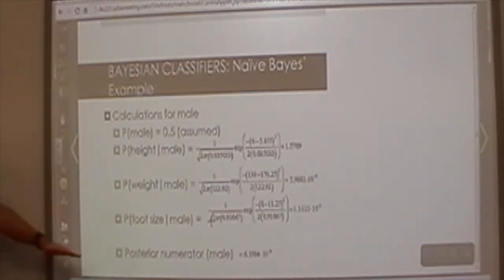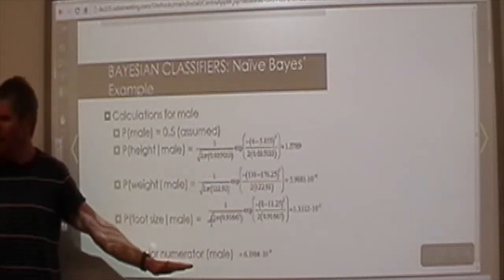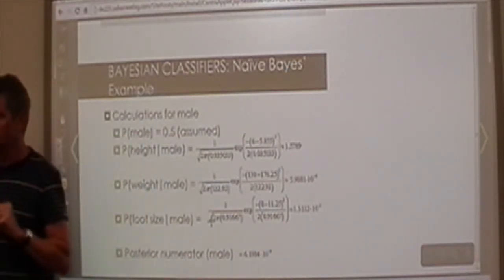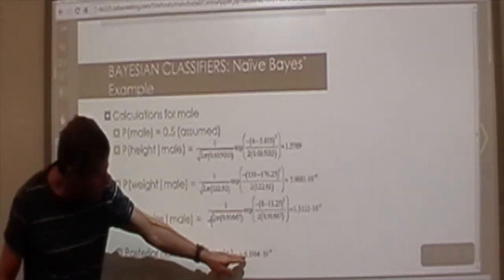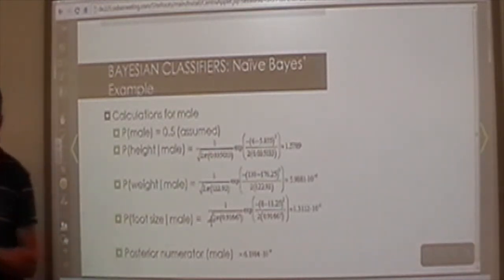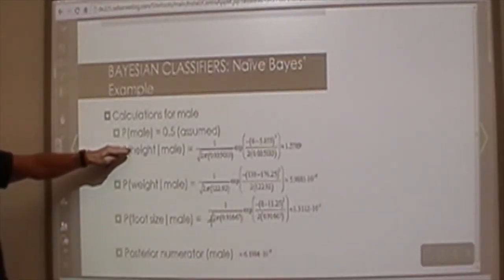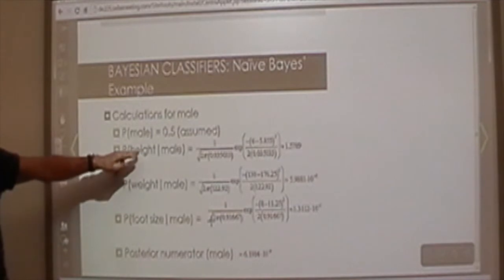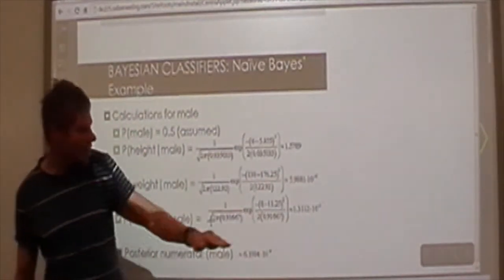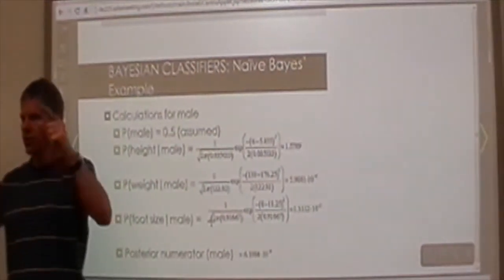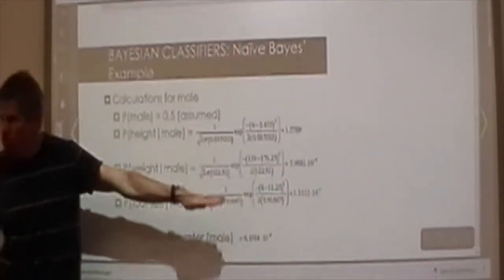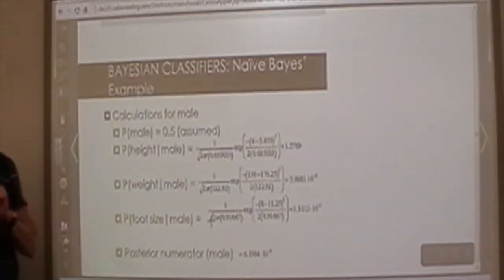And then this number, the posterior numerator, that's where I'm emphasizing I'm really only looking at the numerator. These actually aren't probabilities. The numerator here is 6 times 10 to the negative 9. And what is the posterior numerator? It's all of these numbers: 0.5 times 1.5789 times 5.9 times 10 to the negative 6 times 1.3 times 10 to the negative third, multiplied together. So the posterior numerator is all of these numbers multiplied together, and those are what you compare.